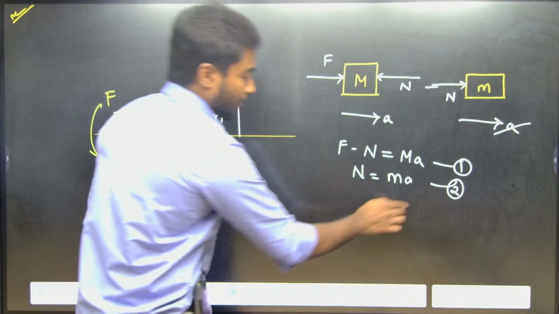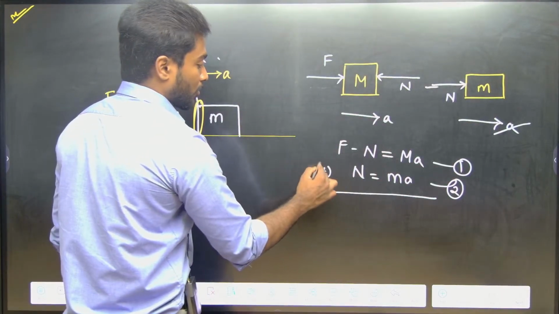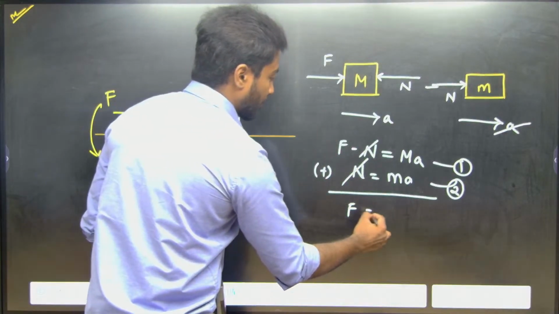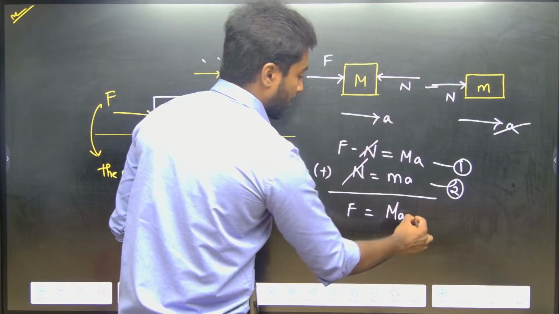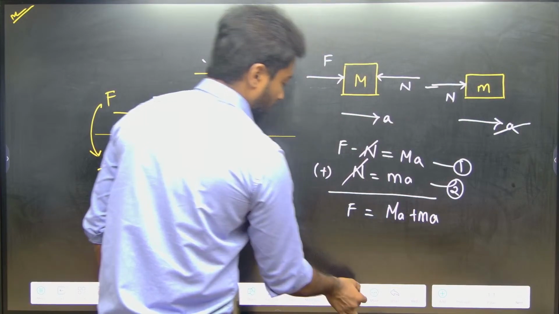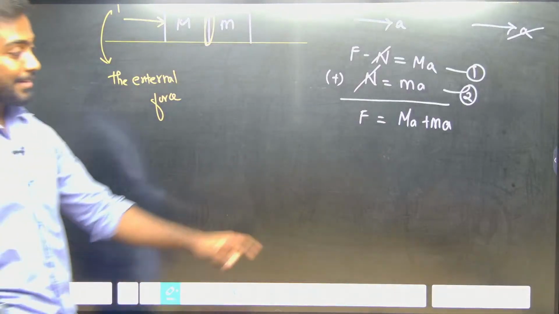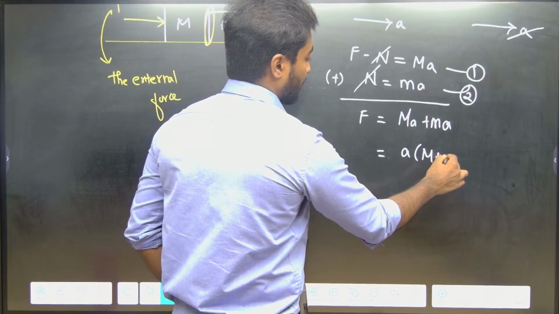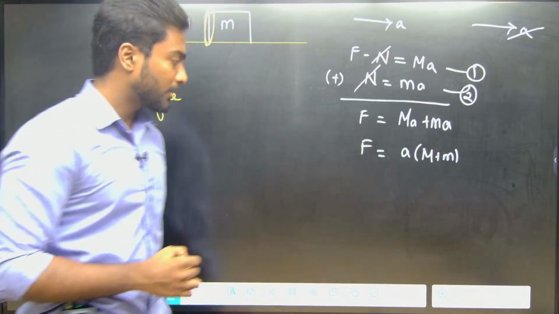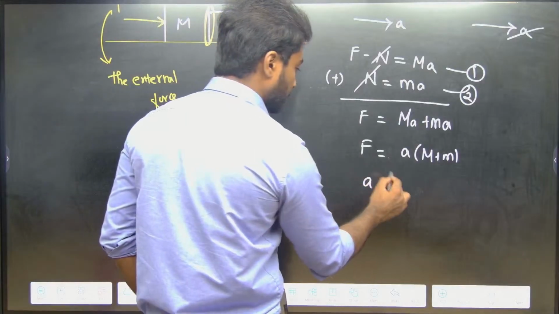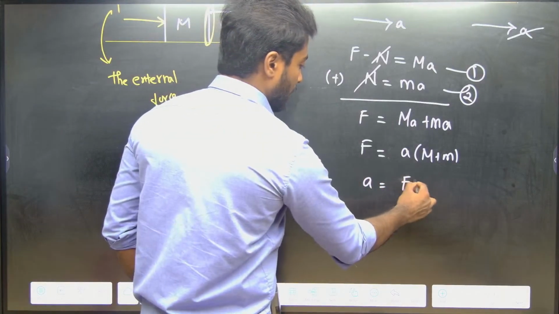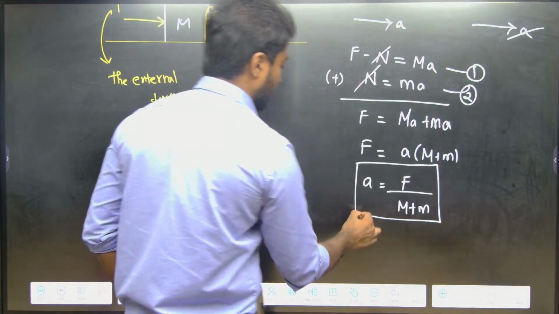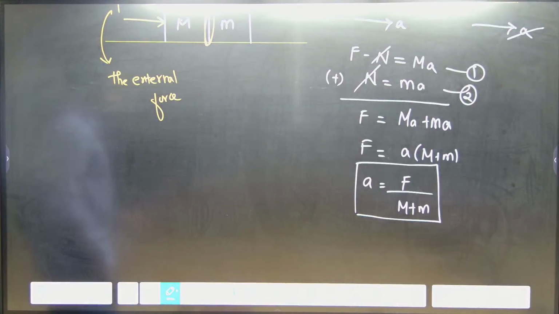If I add the equations, minus N and plus N will get cancelled off. F will be equal to capital M into A plus small m into A. So I can take A commonly outside from the given terms. M plus m will be equal to F. So A will be equal to F divided by capital M plus small m. This is my acceleration of the given system. Got it?